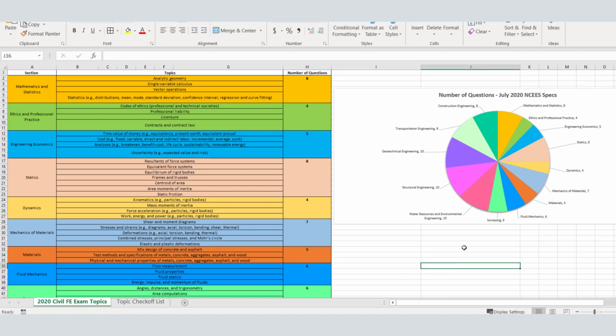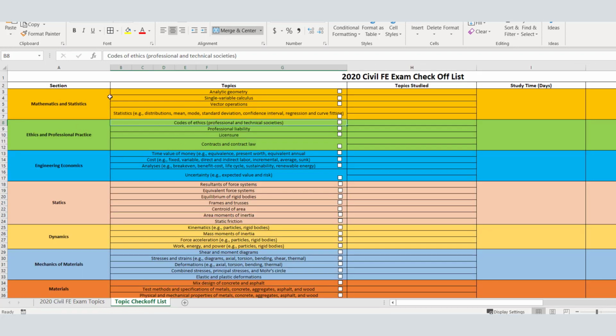And there's also a pie chart of each section. And we can see how structural has 10. It's the one in pink. We have water resources and environmental engineering. Math has 8. And this is just a figure of the pie chart for each section. So that's this. And the second tab, you'll have a checkoff list.